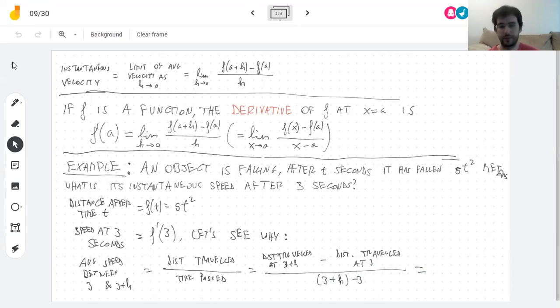And for the distance traveled at 3 seconds, I have a formula. It's 5t squared. So I just plug in this formula. And the same for the distance traveled after 3 plus h seconds. This is 5, and then wherever there was a t, I plug in the time. So for one of them, I plug in 3 plus h. For the other, I plug in 3. And the denominator is h.